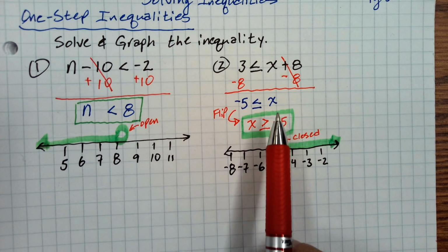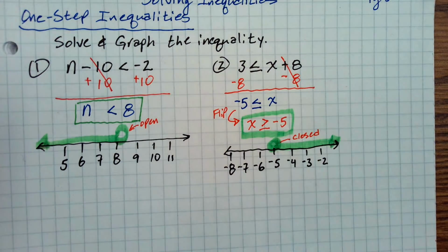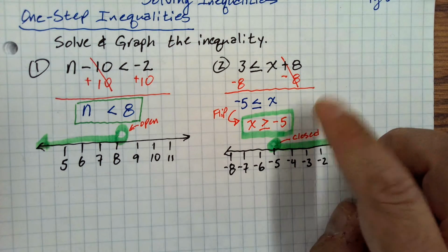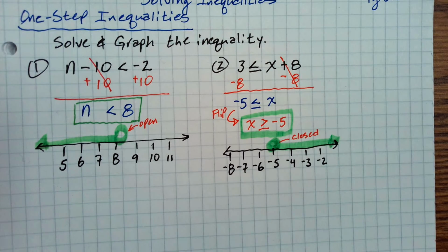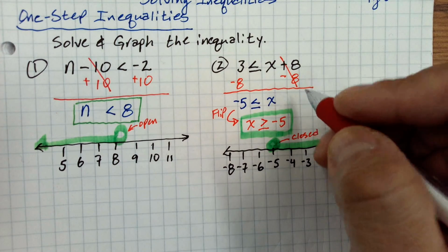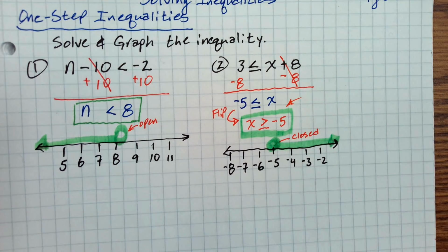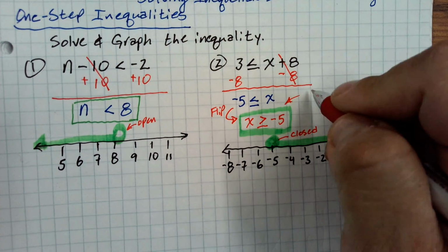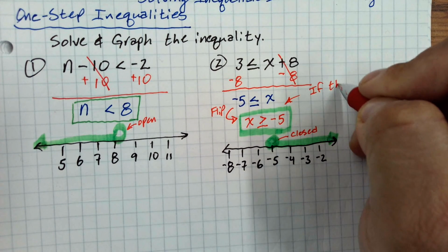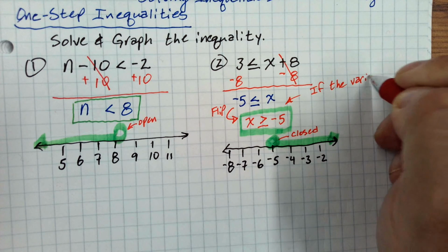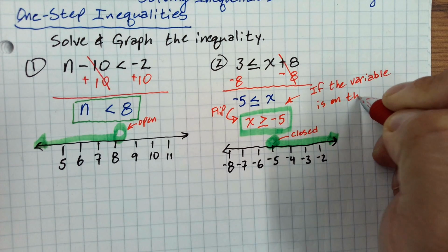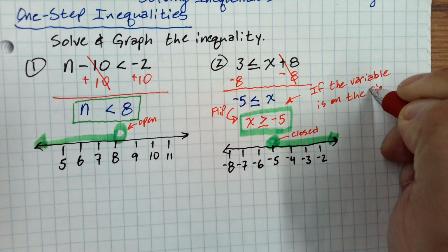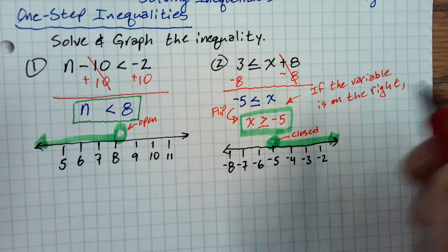But here's the important takeaway here. If I'm going to be solving these inequalities and I end up with a variable on the right side of the inequality, especially if I have to graph it, what should I do? If I end up with something like -5 is less than or equal to x, flip it. So I'm going to just write that down. If the variable is on the right, flip the inequality.